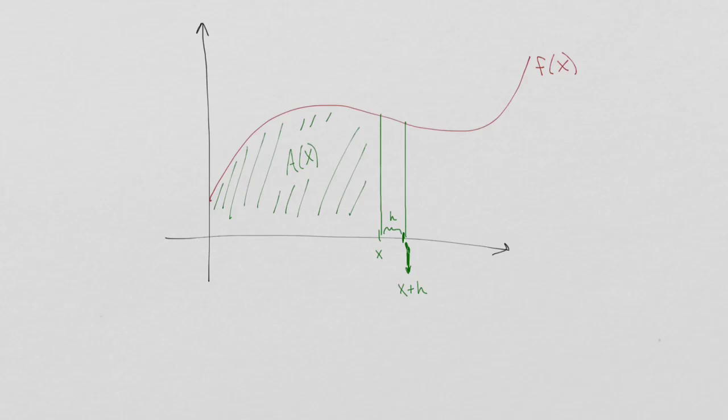And if I'm interested in finding the area of this whole region, so all of A of x plus this new little slice, that area is going to be A of x plus h.